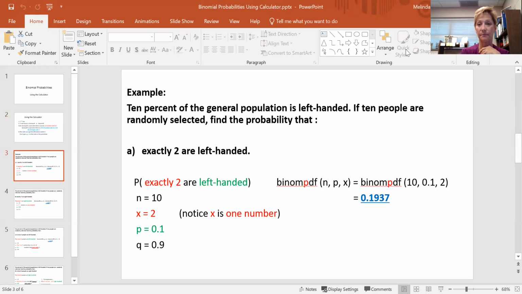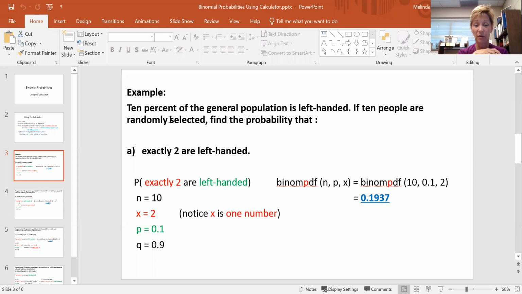Let me move this a little higher to get it off the problem. Look what it says. 10% of the general population is left-handed, which by the way is true. So if I randomly select 10 people, just 10 people out of the general population, I want to find the probability that exactly 2 are left-handed.